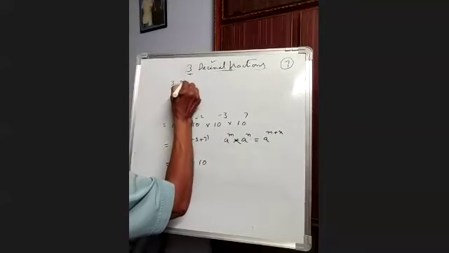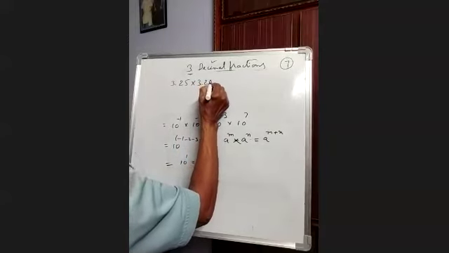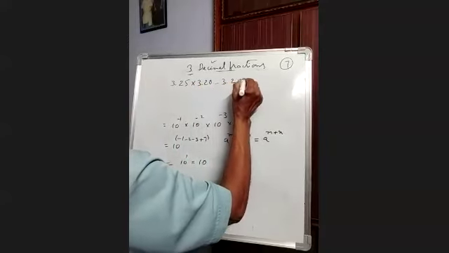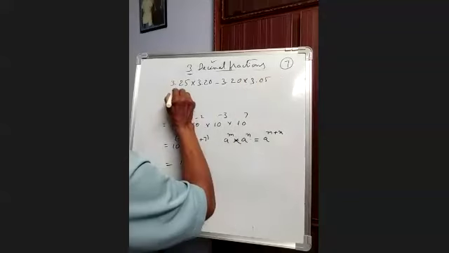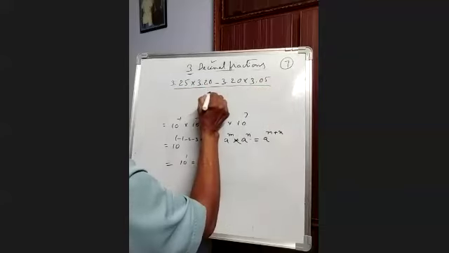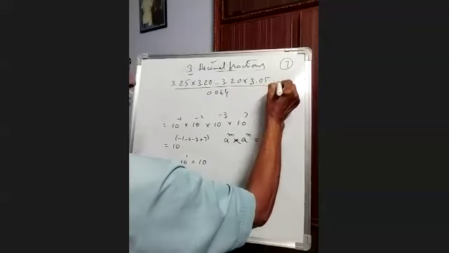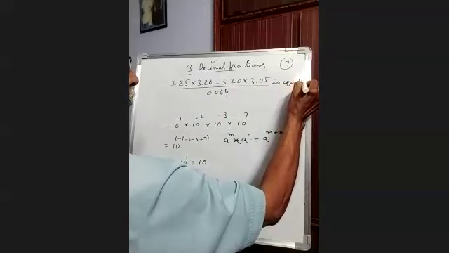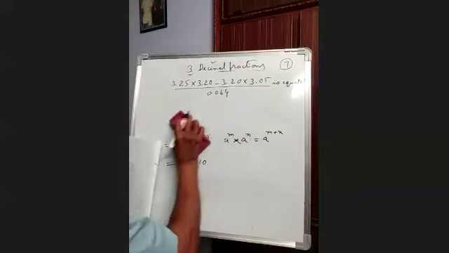3.25 into 3.20 minus 3.20 into 3.05 by 0.064 is equal to. That is the question. Options are there. Don't worry about the options.